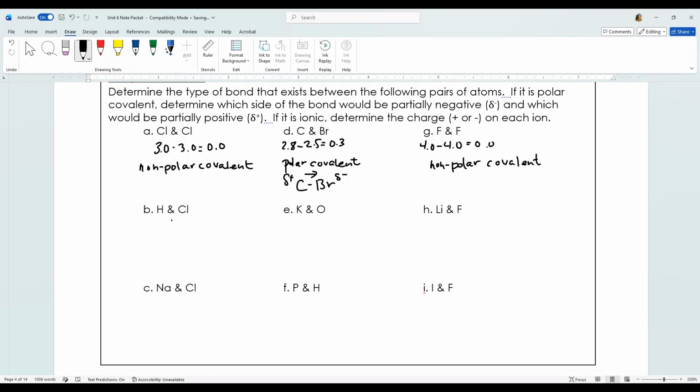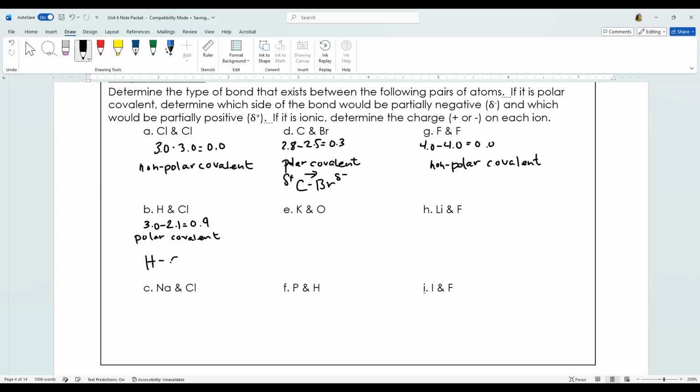Hydrogen and chlorine. Let's take the bigger value. So chlorine is 3.0 and hydrogen is 2.1. That gives us a difference of 0.9. 0.9 brings us into that polar covalent range. Polar covalent. So the question is, which side of this molecule, since it's an unequal sharing, will have the negative charge? Well, chlorine's a lot more electronegative. It's got the value of 3.